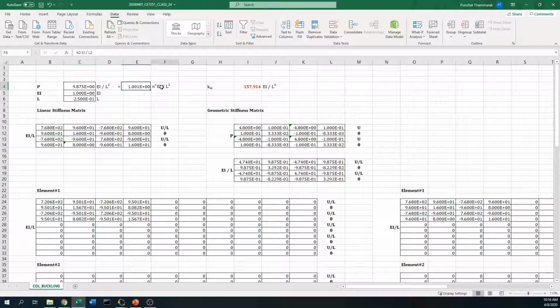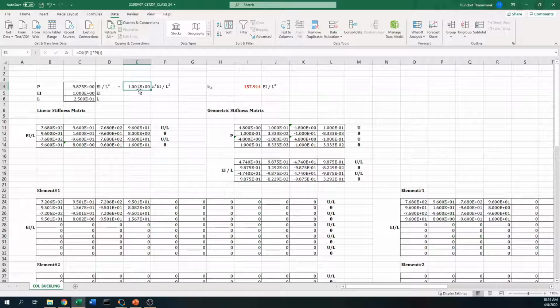So if I want to write this in terms of pi squared instead of EI over L squared alone, I want to make it pi squared EI over L squared. Then this number has to be divided by pi squared. This cell is equal to this one divided by pi squared. It turns out to be 1.001, which is about 1.